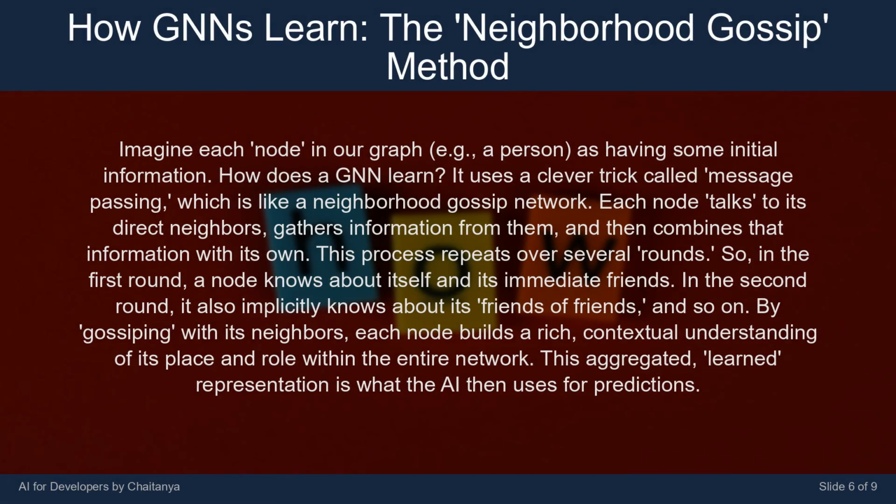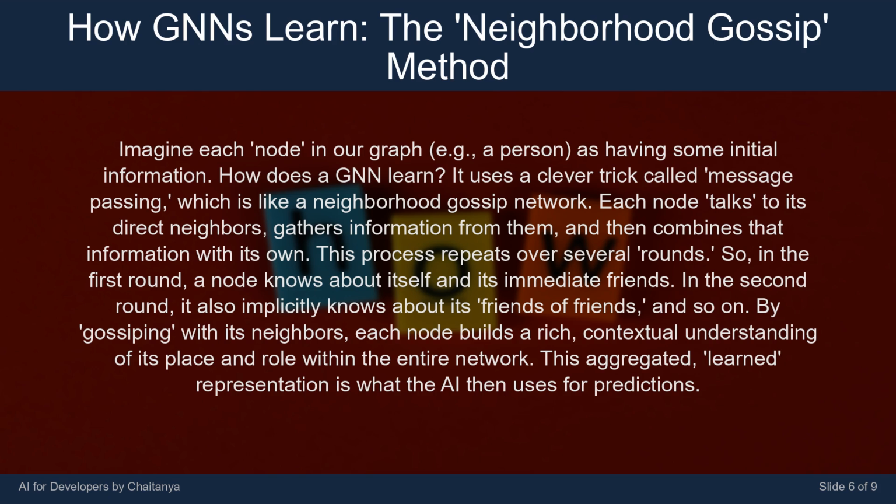Imagine each node in our graph, e.g., a person, as having some initial information. How does a GNN learn? It uses a clever trick called message passing, which is like a neighborhood gossip network. Each node talks to its direct neighbors, gathers information from them, and then combines that information with its own. This process repeats over several rounds.